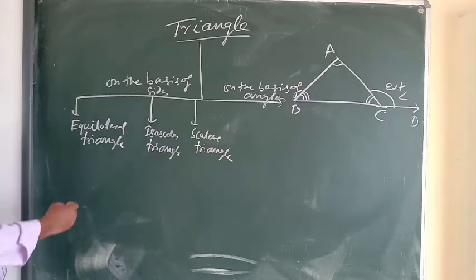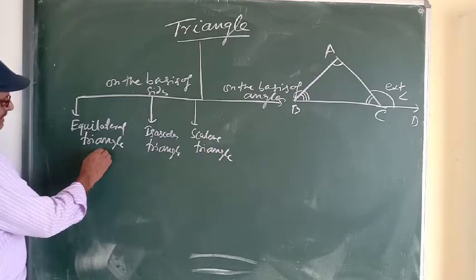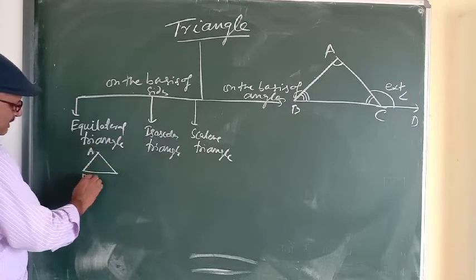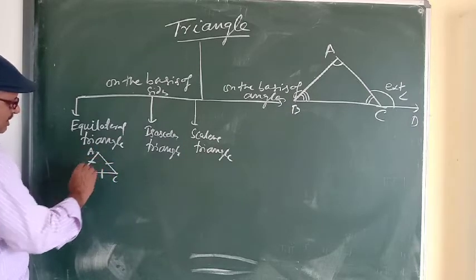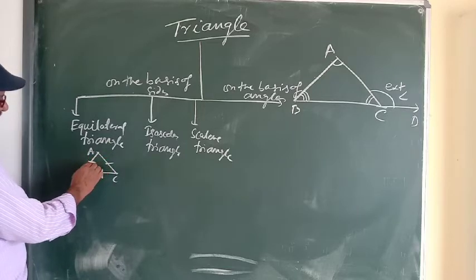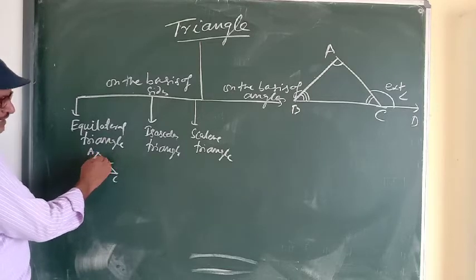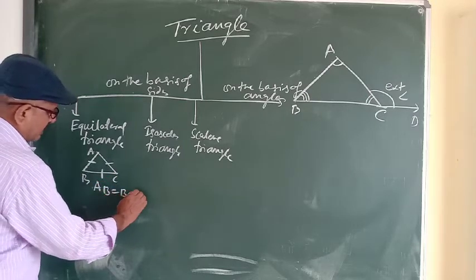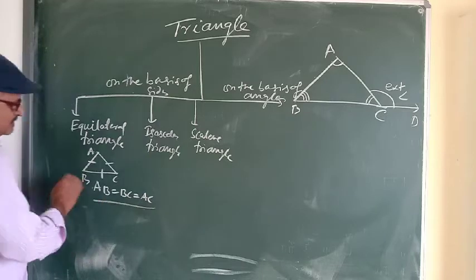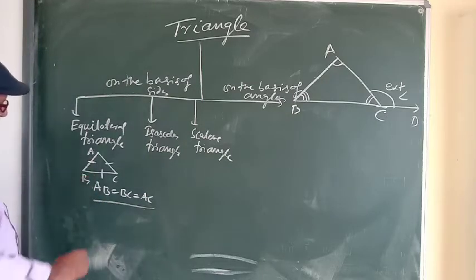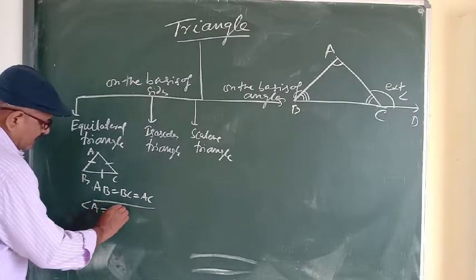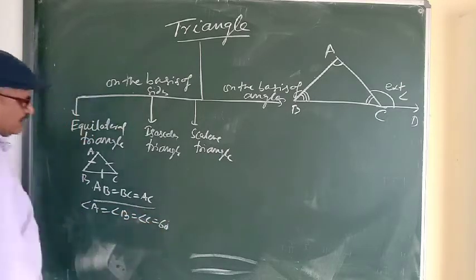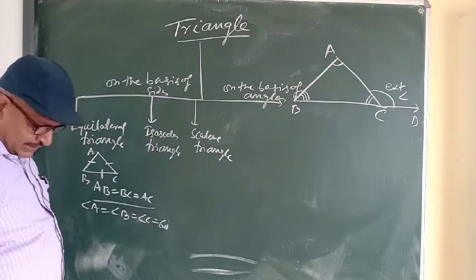What is an equilateral triangle? A triangle where all the 3 sides are equal. This is the figure of an equilateral triangle. All the 3 sides are equal, and each interior angle is also equal, whose measure is 60 degrees. So here AB, BC and AC, all 3 sides are equal, and each angle, angle A, angle B, angle C, is 60 degrees.